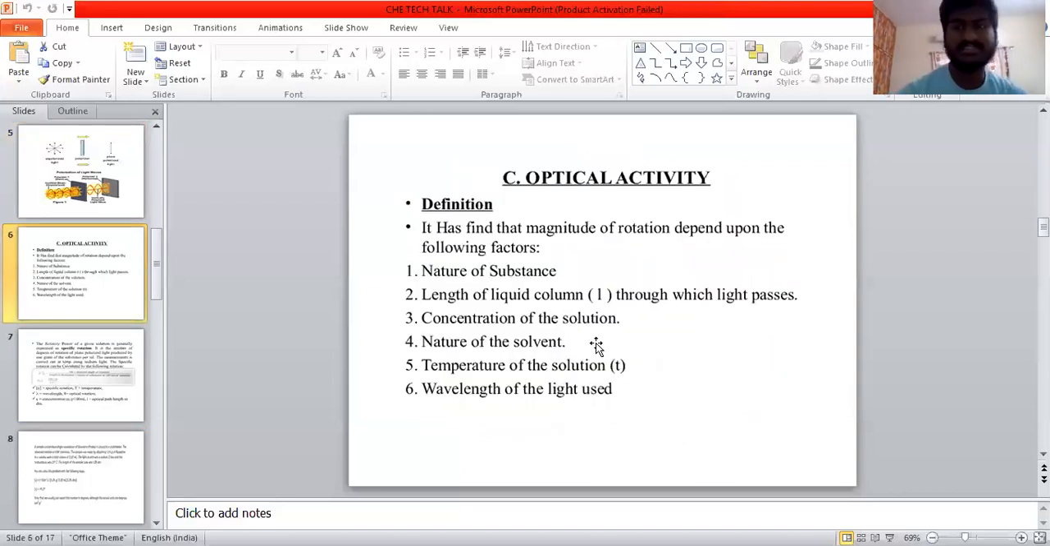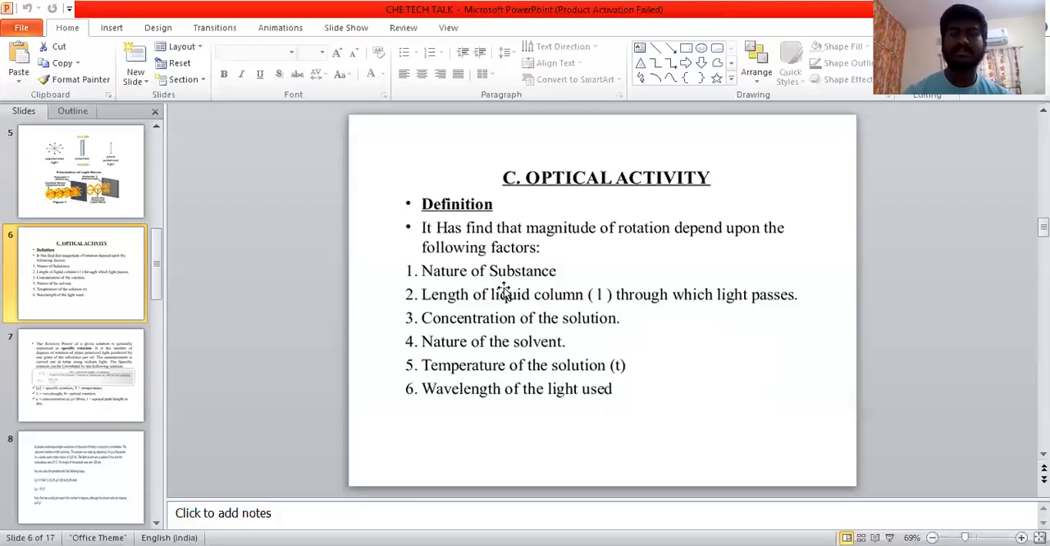Coming to the main concept of the topic, optical activity. We have already defined what optical activity is. The magnitude of rotation depends upon the following factors. We already said that the ability to rotate a plane polarized light is called optically active. This magnitude of rotation depends upon the nature of the substance, the length of the liquid column through which the light passes, the concentration of the solution, the nature of the solvent, the temperature of the solution, and the wavelength of the light used. So these are the factors on which the magnitude of rotation depends.